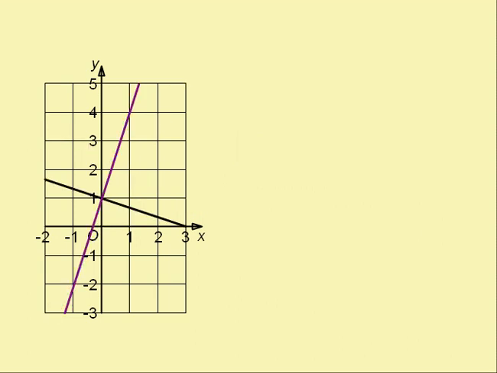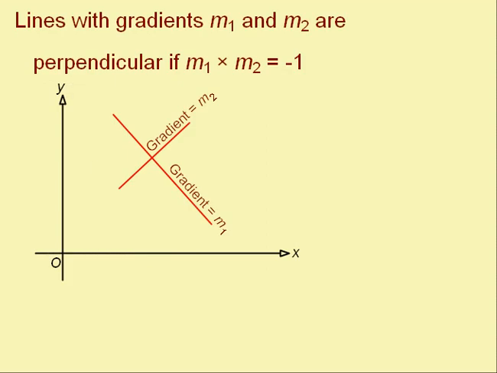Let's quickly look at another pair of perpendicular lines. So the gradient of the purple line is 3, and the gradient of the black line is minus a third. If I multiply these together, I get minus 1 again. So lines with gradients m1 and m2 are perpendicular if, when you multiply the two gradients together, you get minus 1.